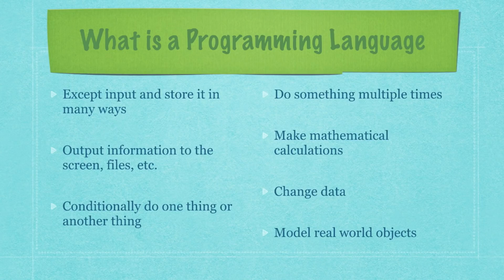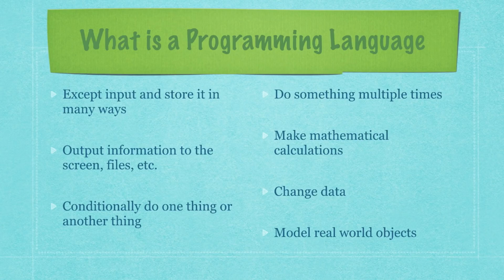And basically what we're going to talk about here is what every programming language is going to allow you to do. Each language is going to have the ability to accept input and store it in many ways. Also the ability to output information to the screen or files or other different places. Also the ability to conditionally do one thing or another thing based off of different conditions. They also allow you to do something multiple different times. They also allow you to make mathematical calculations, and they provide the ability to change data.